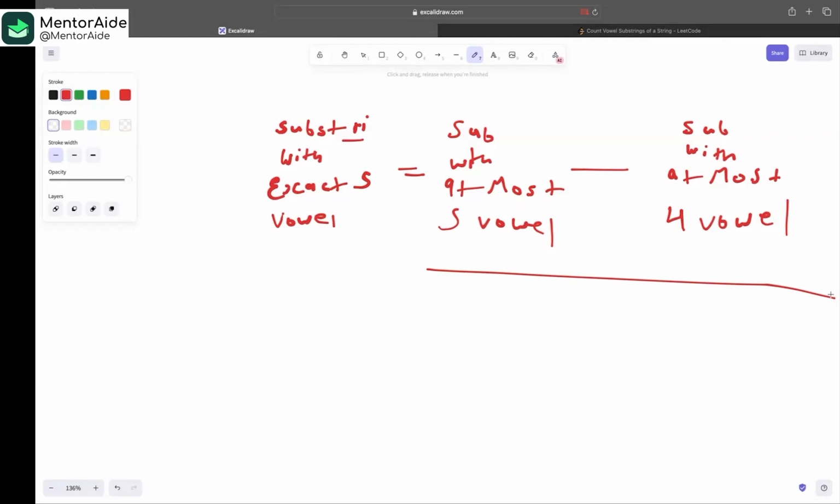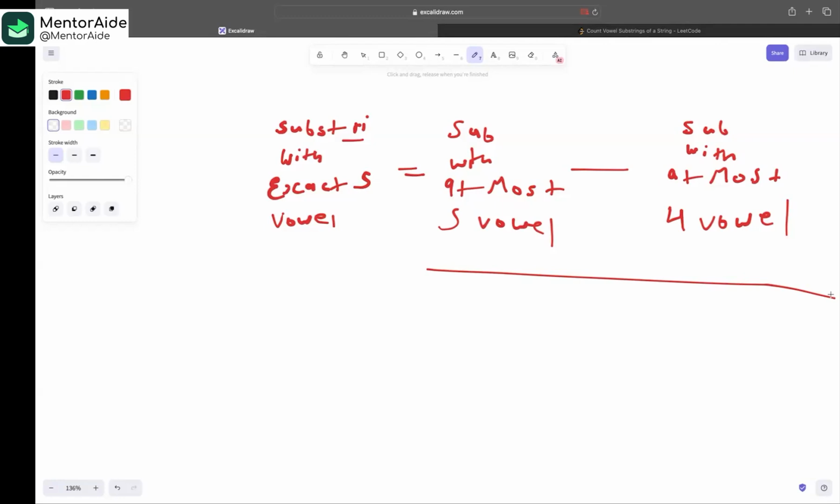When I say at most 5 vowels, that means it will contain all the substrings which have 1 vowel, 2 vowels, 3 vowels, 4 vowels, 5 vowels. When I say at most 4 vowels, it will contain all the substrings which contain 1 vowel, 2 vowels, 3 vowels, 4 vowels. Now when we are subtracting, we are left with only the substrings which have exactly 5 vowels. Does it make sense for you guys?